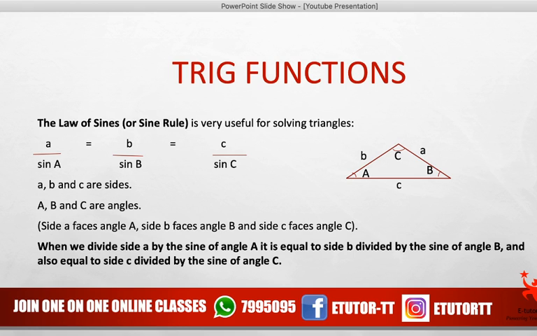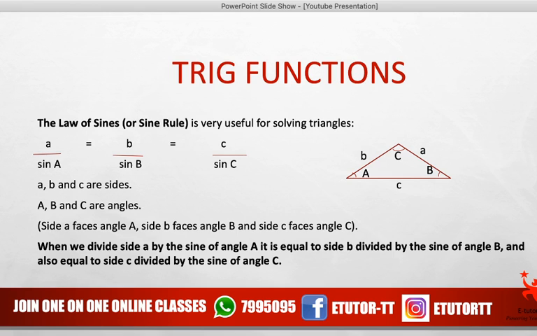The law of sines, or sine rule, is very useful for solving triangles. This is the rule here: a over sine A is equal to b over sine B, which is equal to c over sine C. Lowercase a, b, and c are sides. Capital A, capital B, and capital C are angles. Side a faces angle A, side b faces angle B, and side c faces angle C.